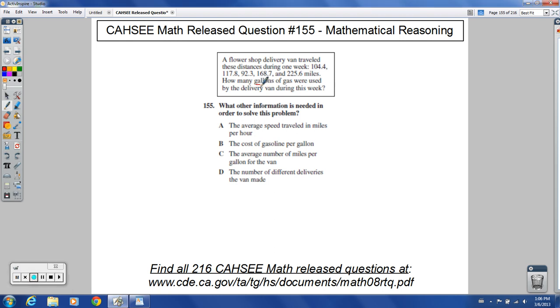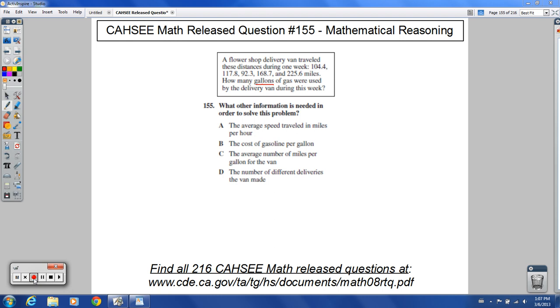So we are trying to figure out how many gallons of gas. So how many gallons would be used? What other information is needed in order to solve this problem? So I'm going to go through these one at a time and see if we can eliminate the wrong ones. The one that's not wrong is going to be right. That's the one that's going to be what we need. And so it looks like we have these distances here and we've got the gallons of gas. That's what we're trying to find here.